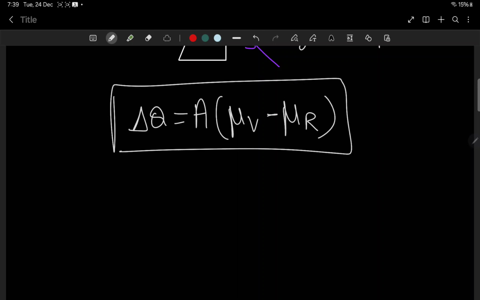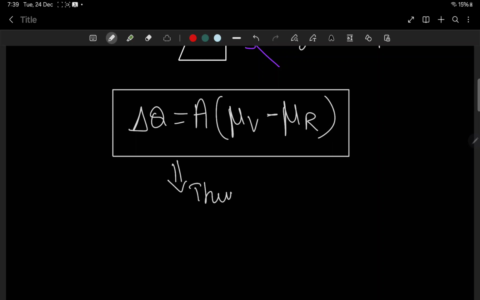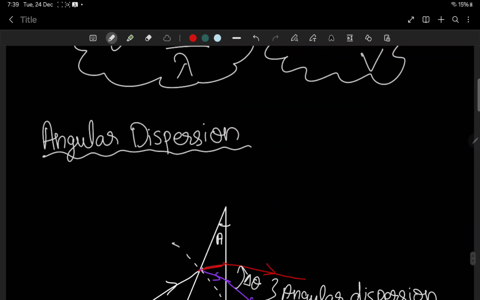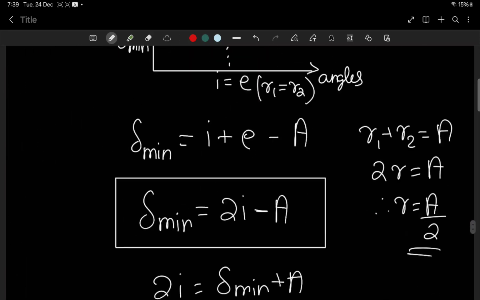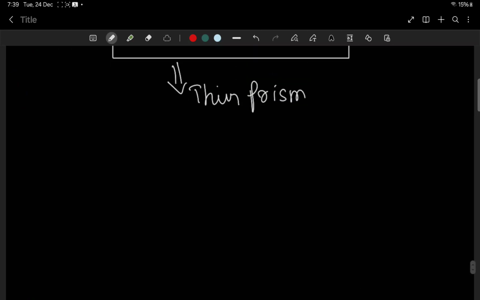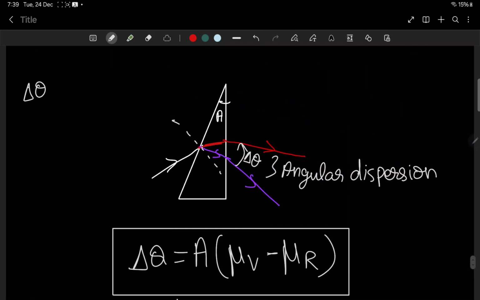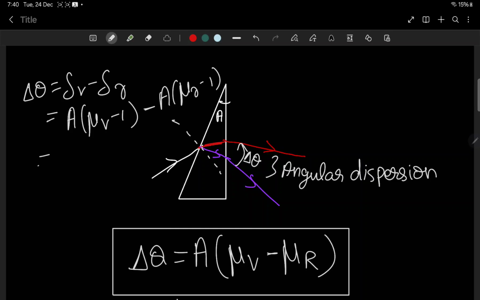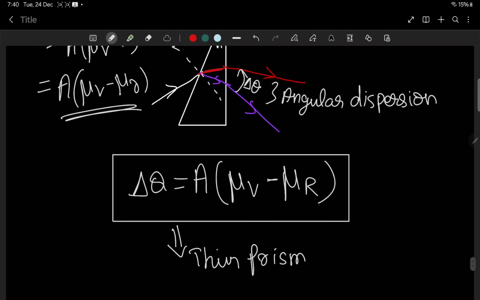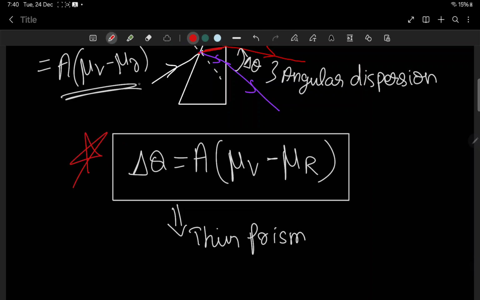The thing here is that this is for a thin prism. Usually they only ask for a thin prism, but if they ask for a normal prism, you have to derive it from the above sin theta formula. It will take time. So for a thin prism, this is the formula. How did we derive it? It's very simple. Delta theta equals deviation of violet minus deviation of red. Deviation of violet means A times mu v minus 1. This deviation is equal to A times refractive index minus 1. So we subtract the same, and by rearranging we get A times mu v minus mu r. Simple, very important formula.